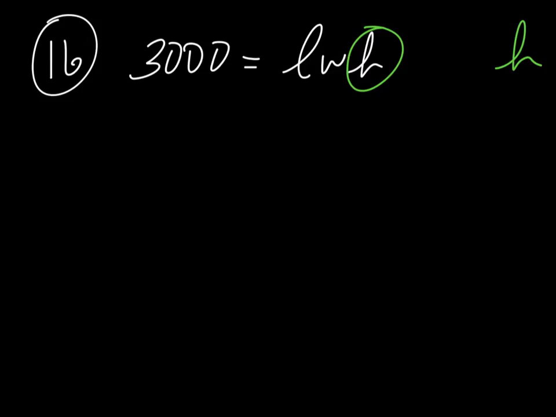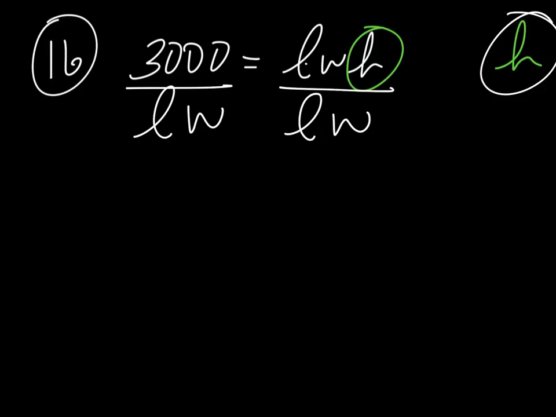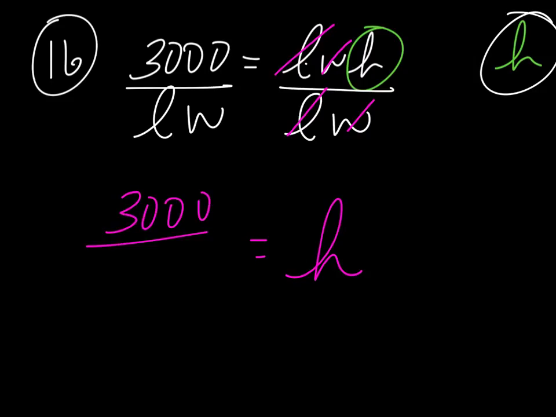And last but not least, we're going to solve for h. Now it's length times width times height. I'm going to divide both sides by length and width. The length and width cancel out, leaving me with h. And you simply do 3,000 divided by whatever the length times the width is. Now you don't have to put that dot. You can just leave that alone. But that would be your final answer.